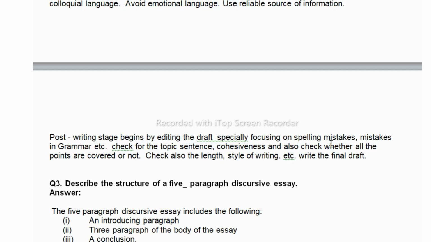Focus on the spelling mistakes, grammar mistakes, and see the sentence structures as well. Language cohesiveness is nothing but the language you have used. Easy language you have to use here, and check whether all the points are covered or not. Also check the length and the style of writing. And at the last, you have to give the conclusion of your essay.